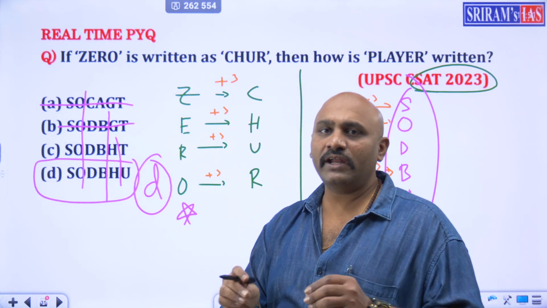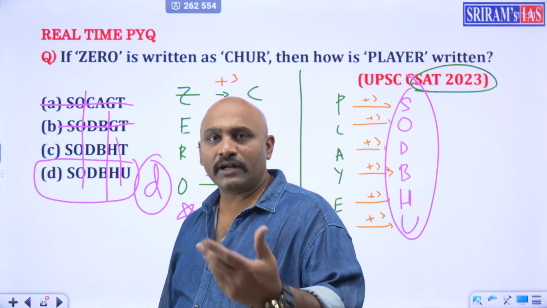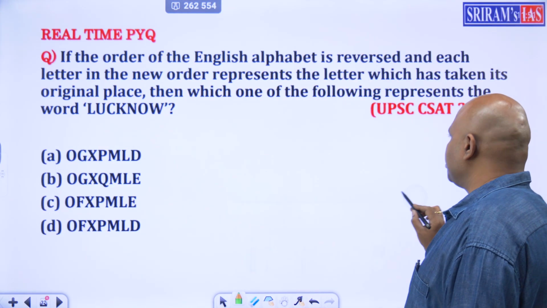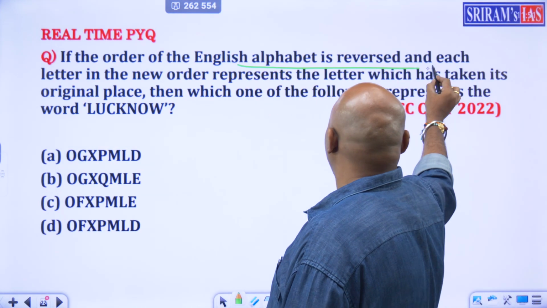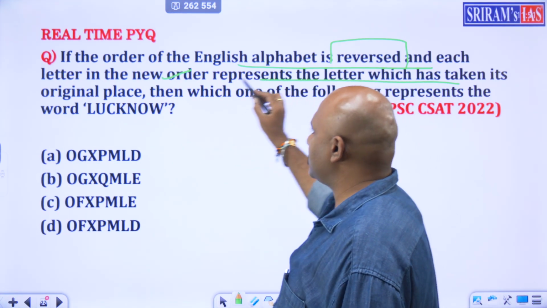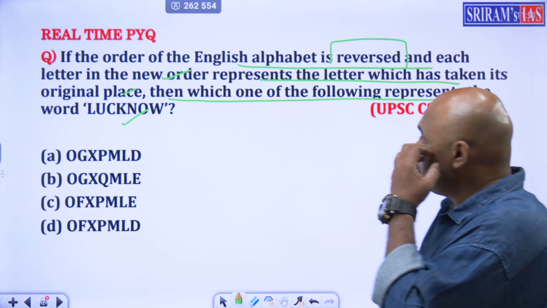This is how a very, very simple coding decoding question was given in 2023. So let's solve another question in a little different way. Let's observe this. If the order of the English alphabet is reversed and each letter in the new order represents the letter which has taken its original place, then which one of the following represents the word Lucknow?